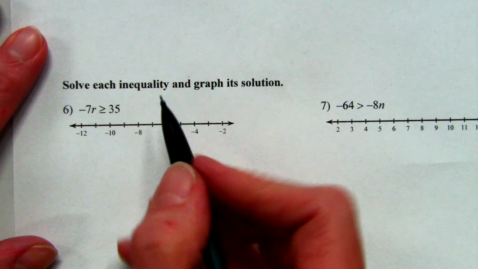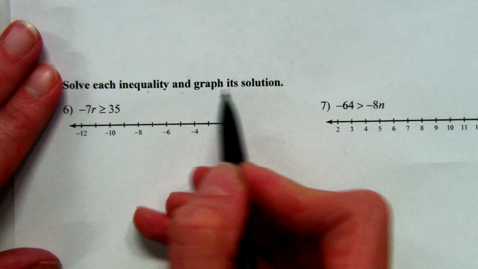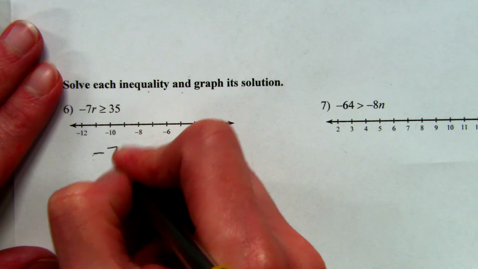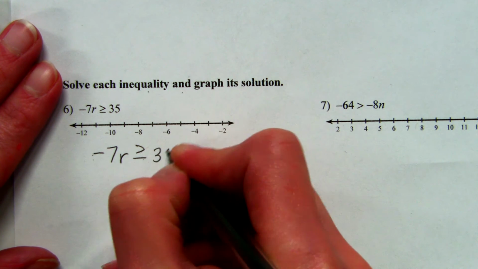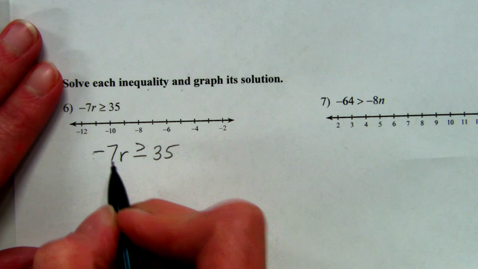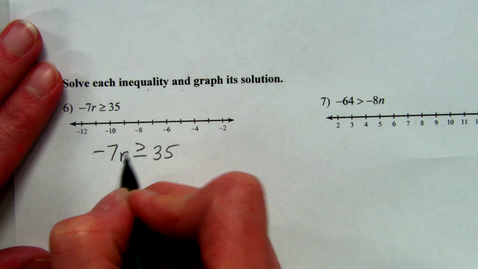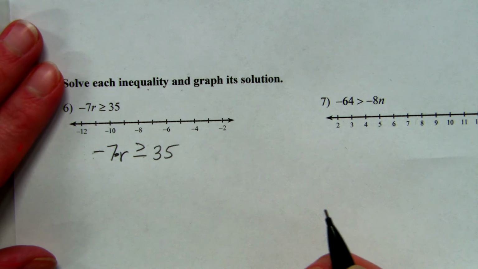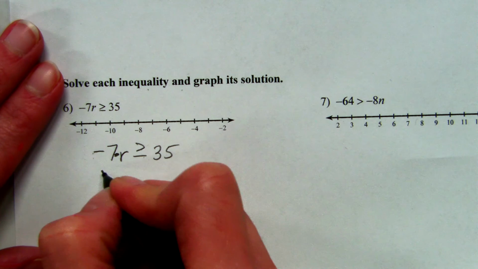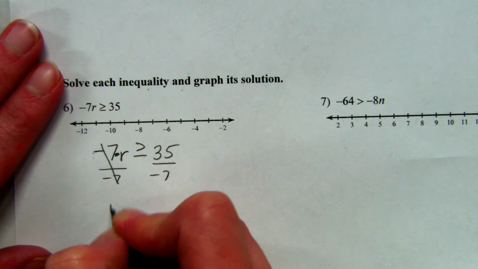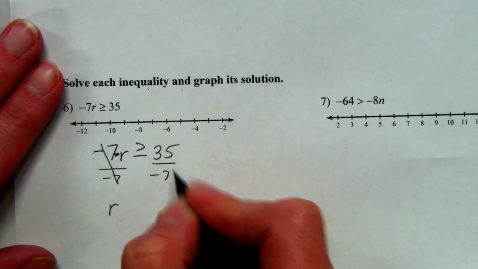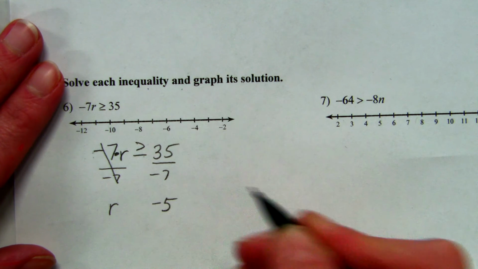So we have the same directions on 6 and 7. We're going to solve each inequality and graph its solution. So I'm going to copy this down here. Negative 7r is greater than or equal to 35. Remember, when this number is just stuck onto the variable, that means multiplication. So to get rid of that, we would divide. So divide both sides by negative 7. And we get r on this side, and we get negative 5 over here.